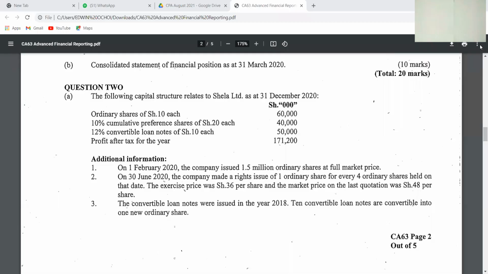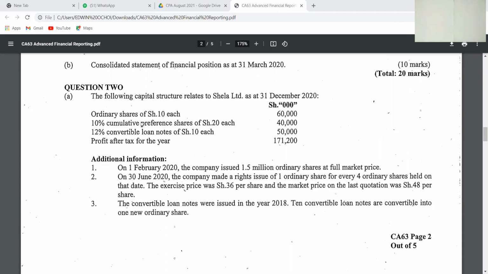But for today, let us start with the EPS question, that is earnings per share, which was requiring the student to do the basic earnings per share and diluted earnings per share. So the earnings per share question was question number 2 in that Advanced Financial Reporting paper, whereby the examiner gave you the capital structure of Share Remittent. He said that the following capital structure relates to Share Remittent as at 31st December 2020.